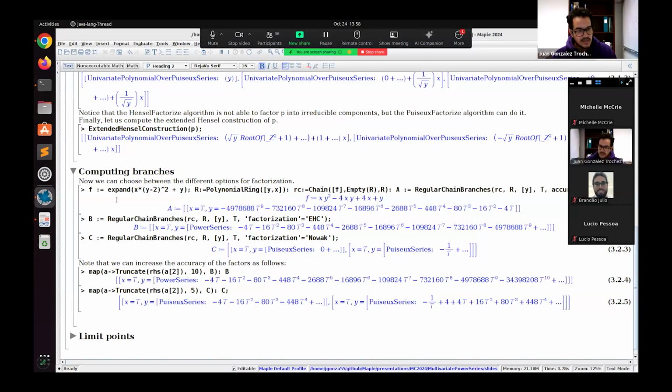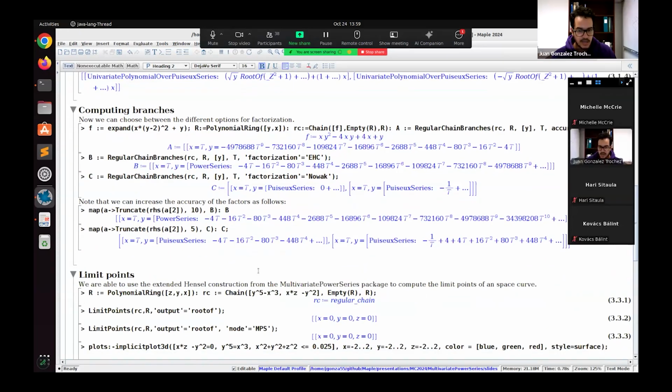Now, about computing branches, as we can see here, we have a polynomial f, the same polynomial that we have in the slice. And we can call the branches command with this polynomial. This is the classic algorithm. We get just one branch back here. This is just a normal polynomial. We can run the same command, but now adding the option factorization equal EHC. And we see here that even though we get the same polynomial, what we are really getting here is just a power series object. And we can do the same now, but with the option Novak, and we see that we get two branches in this case. It's important to mention that in these two cases, we are returning power series and Puiseux series objects. And we will be able to increase the precision of this approximation as much as we would like to, as we see in these two lines in here.